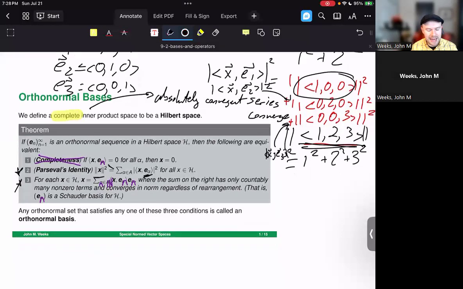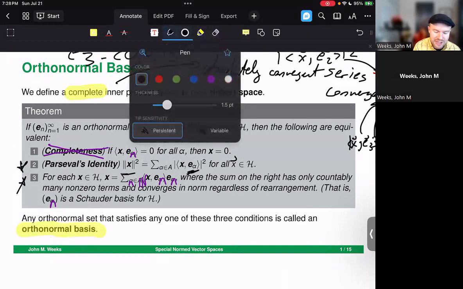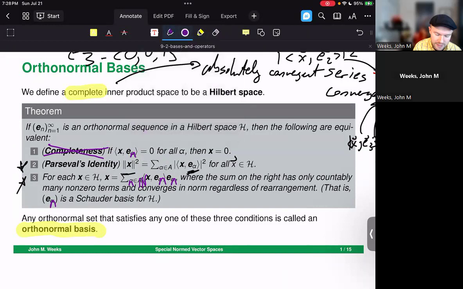So we see here that any orthonormal set that satisfies Parseval's identity, that is, whenever you have a vector x inside of your space, that in fact the norm squared of that vector is the sum of its scalar projections squared onto the orthonormal set that you have, then we call that orthonormal set an orthonormal basis. But we could do this for each of these other conditions as well.